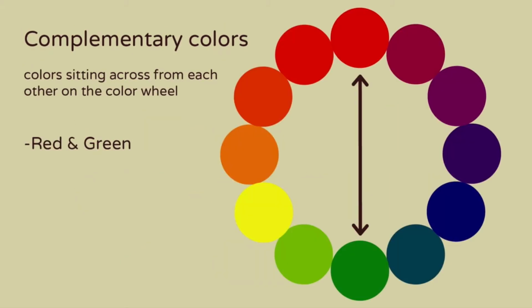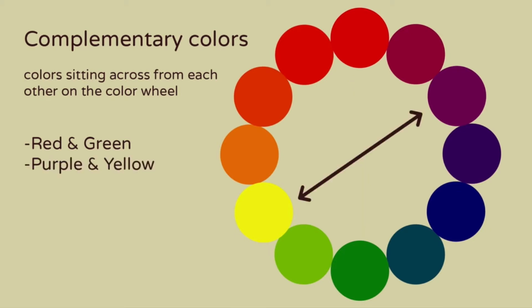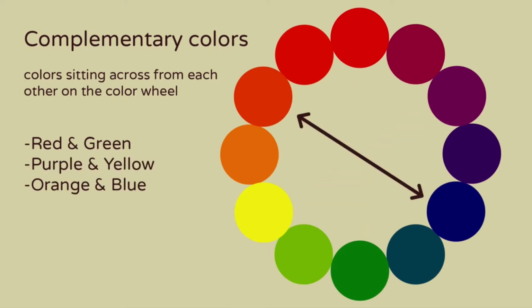Complementary colors sit across from each other on the color wheel. The most common pairs are red and green, purple and yellow, and orange and blue. Putting these next to each other creates great contrast and visual interest. But they can easily overpower each other, so it's important to use them carefully.